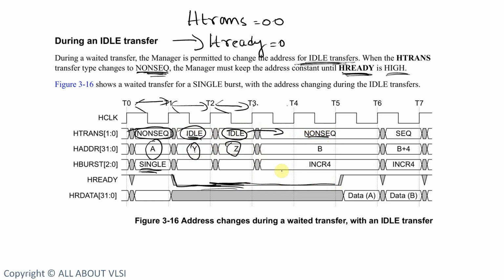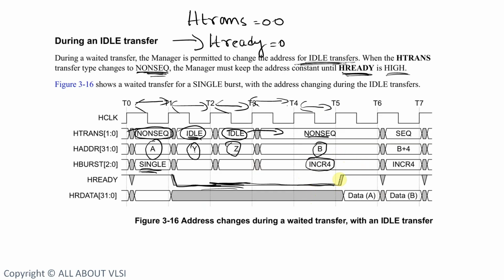Now, when the transfer type changes from idle to non-sequential while HREADY is equal to 0, what happens? Then our HADDR has a constant value, that is B, and our burst is INCR4. You can see in the T3 to T4 clock cycle there is no change in address and no change in any control signal. And in the T4 to T5 clock cycle it is also a wait state, that is HREADY is equal to 0, and there is no change in the transfer type, control signal, or any other signal.